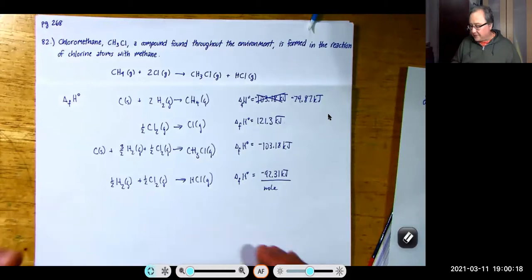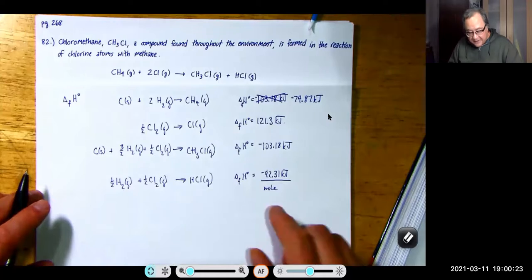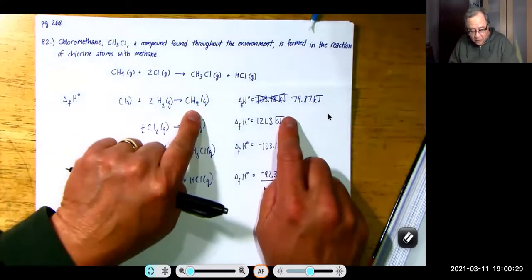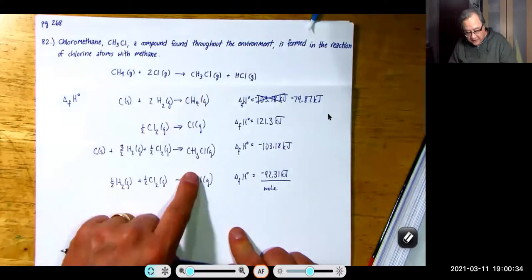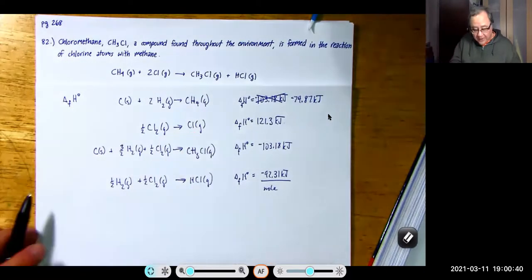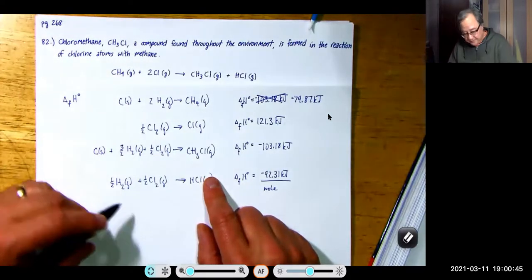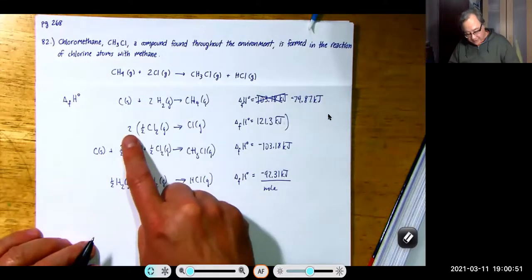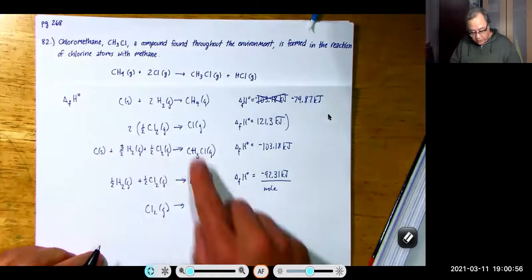Now, one of the nice things about this is that we already have a balanced reaction. So that means I need to have in my overall addition 1 mole of CH4, 2 moles of Cl, 1 mole of CH3Cl, and 1 mole of HCl. So you can see that this reaction here, I need to double so I get 2 Cls. So to double it, 1/2 times 2 is 1. So I'm going to write Cl2 gas gives you 2 Cl gas.